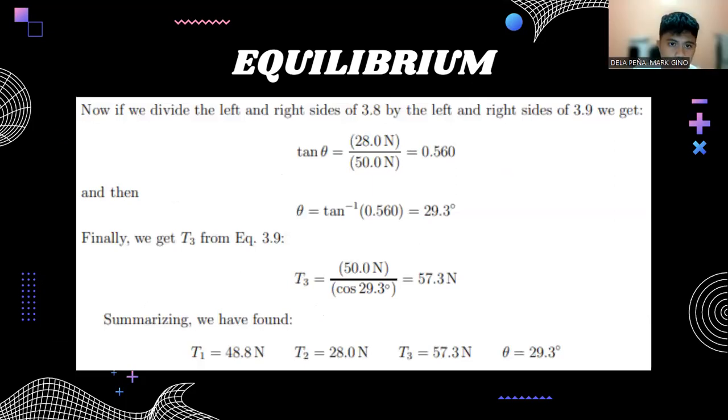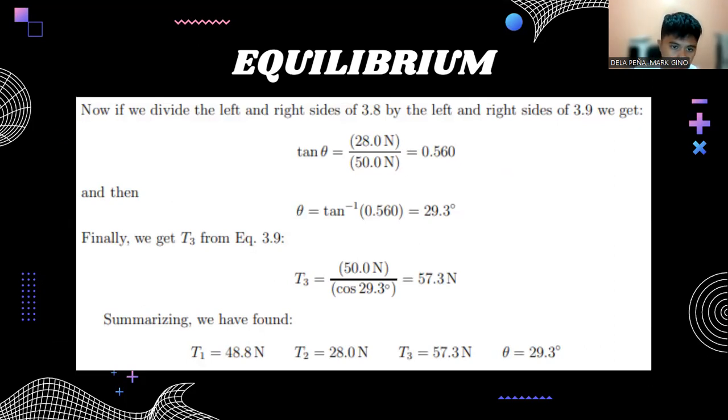Now, if we divide the left and right sides of 3.8 by the left and right sides of 3.9, we get tangent theta is equal to 28 N over 50 N, which is equal to 0.560. And then theta equals tangent inverse of 0.560, which is equal to 29.3 degrees.